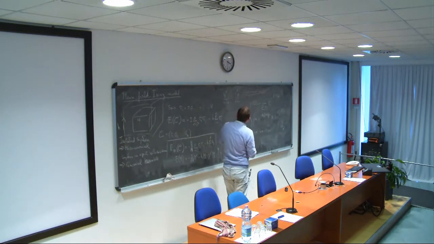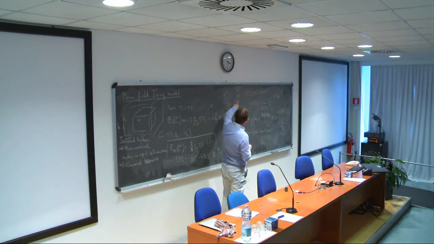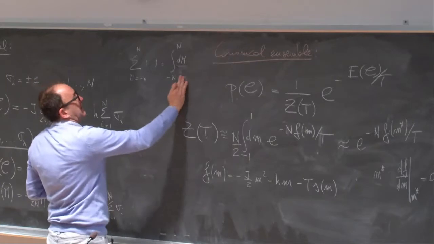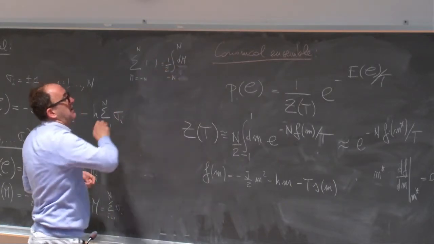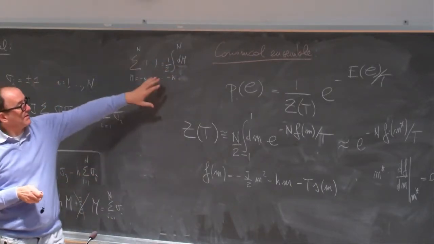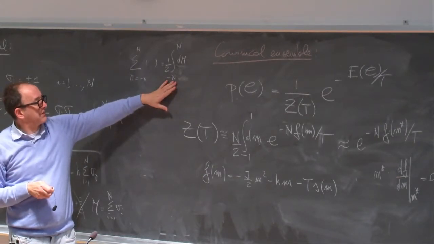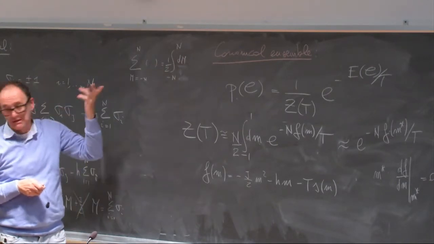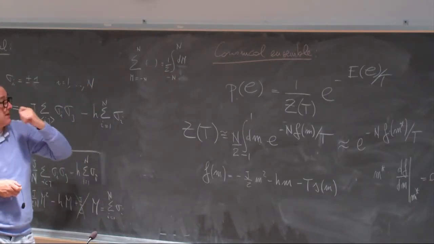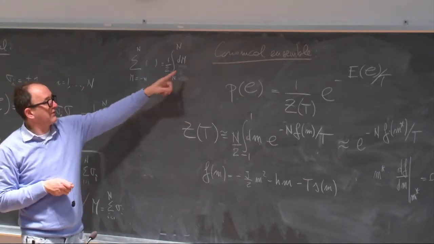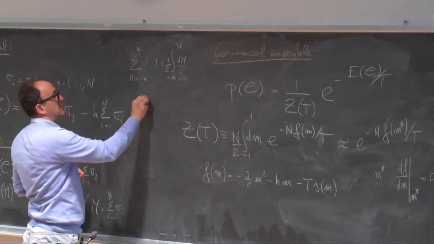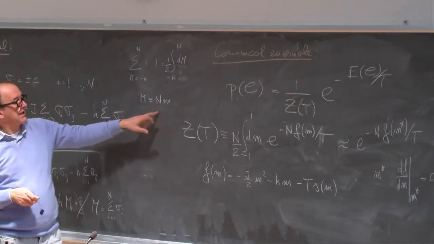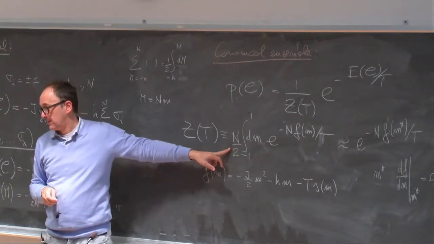So if n is very large, the difference between taking this sum and taking the integral from minus n to n is essentially the same. And now, if you make a further change of variable where m is equal to big n times small m, then you would get this.